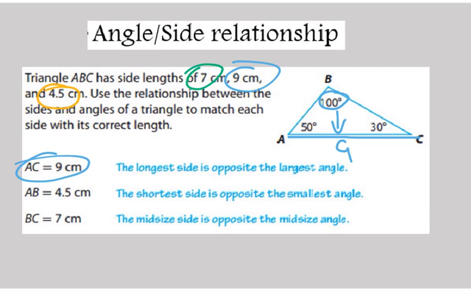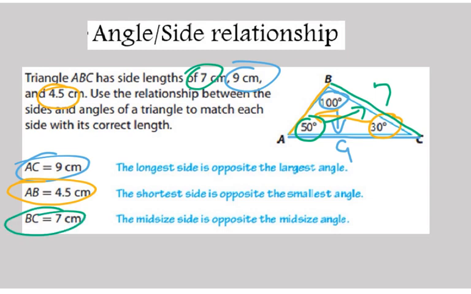Okay, now let's look at the shortest length. The shortest length is 4.5 centimeters, and it is going to be opposite of the smallest angle. That would be the 30. So it is opposite of AB. So AB is going to be 4.5 centimeters. And then finally we have the mid-size side length of 7 centimeters. So we have a mid-size angle degree of 50 degrees, and it is opposite of the BC in this example. So that would be the 7. So BC is 7 centimeters.